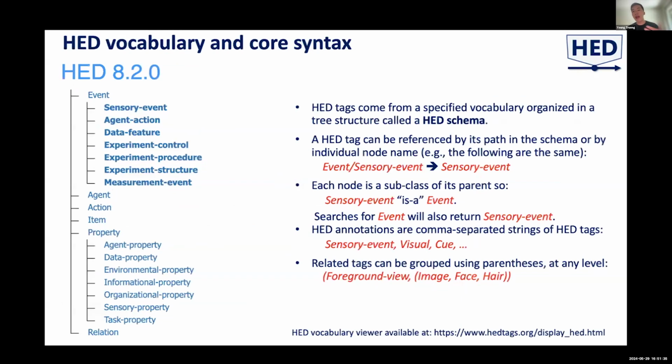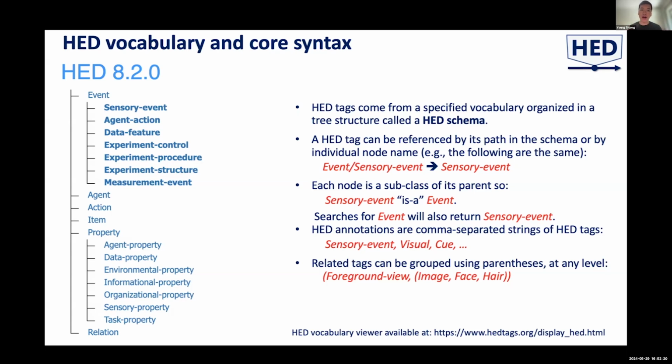And again, we have the HED vocabulary. Kay already went into details. Just want to quickly remind you that the HED vocabulary is organized in a hierarchical manner, so in a tree structure. We call them the HED schema. And the HED tags are nodes in the schema. You can specify a HED tag using the full path down the tree. So for example, Event/Sensory-event, or you can just use the single node name, for example, Sensory-event, to represent that HED tag. And Kay already mentioned, this hierarchical structure is very useful for downstream search and analysis. And that's why we have this organization in a hierarchical manner.